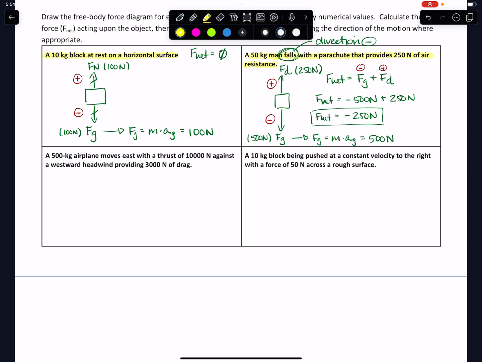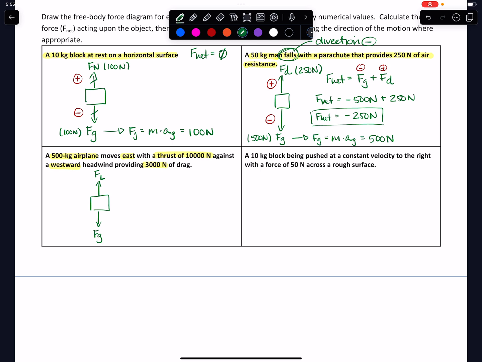A 500 kilogram airplane moves east with a thrust of 10,000 newtons against a westward headwind that provides 3,000 newtons of drag. Again, we're going to have to do some math to make sure what's going on. So we start with our object. It doesn't mention that it's moving up or down, so we are going to go with the idea that we've got a gravitational force that is balanced by lift.